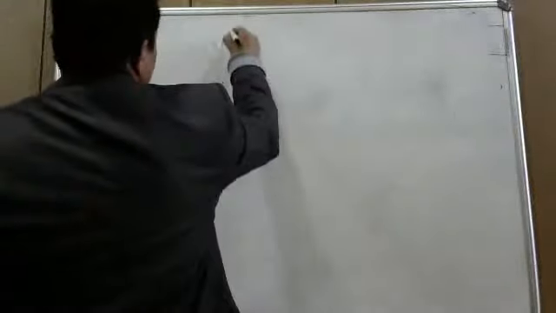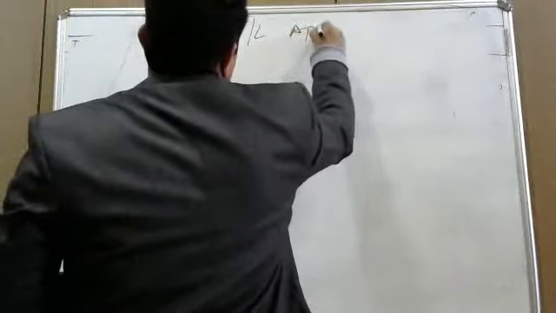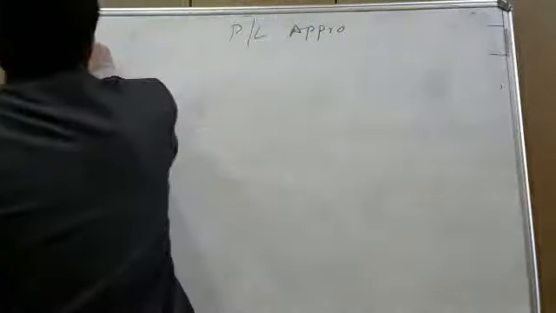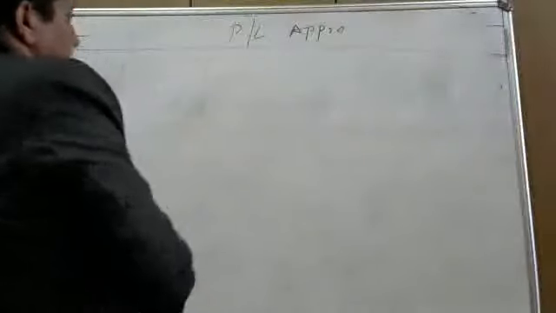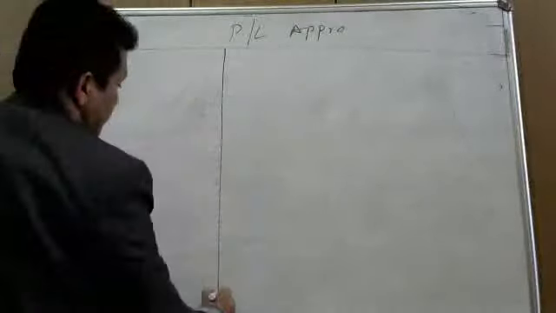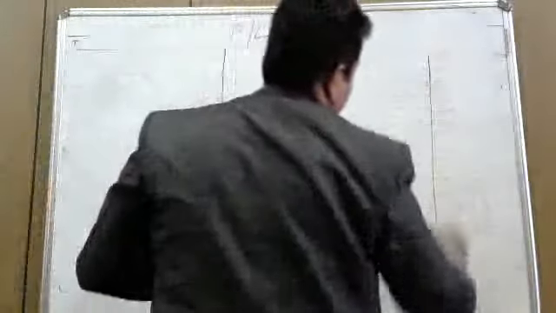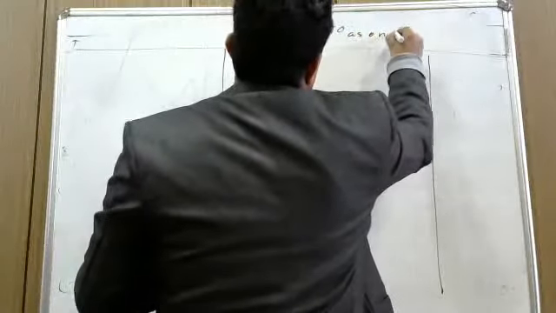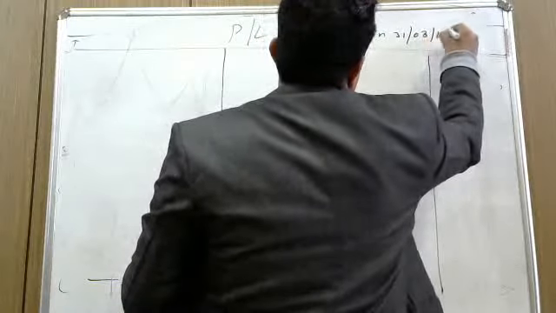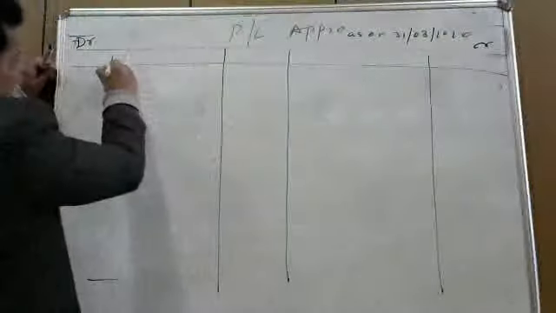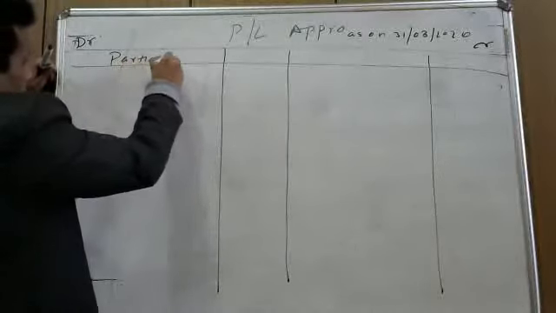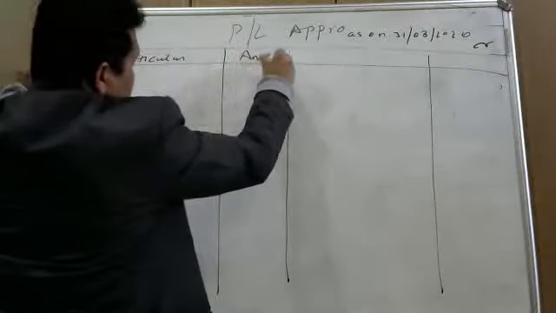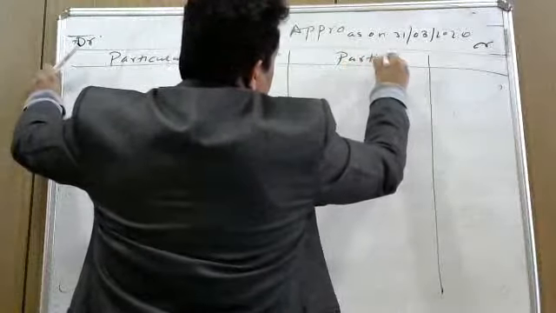If you know, you can start. PL appropriation account as on 31st March 2020. Right, simply here: debit side, credit side, particulars, amount.